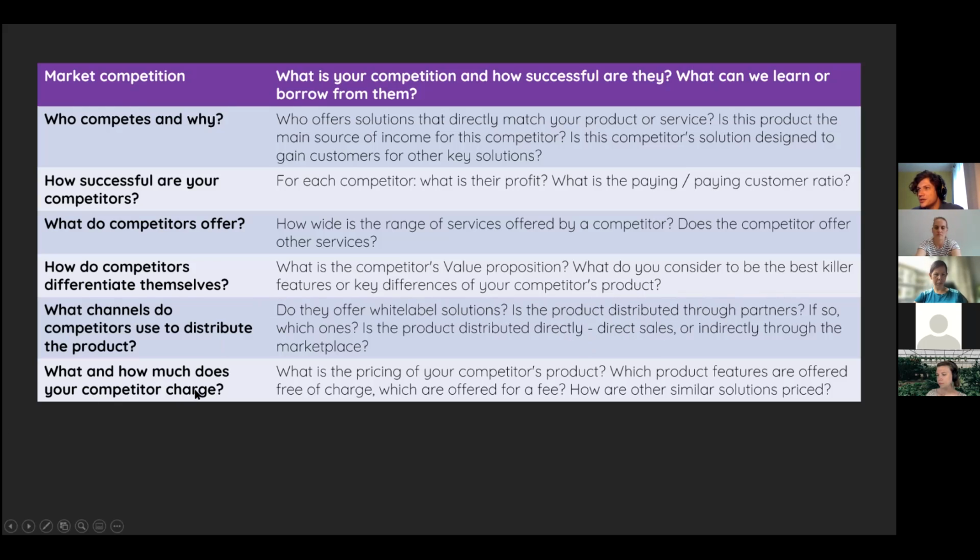And how much does your competitor charge? What is the pricing of your competitor's product? Which product features are offered free of charge? Which are offered for a fee? And how are other similar solutions priced? This will help you understand how they are pricing the solutions, and it would also allow you to understand where you could price things differently compared to your competitors.